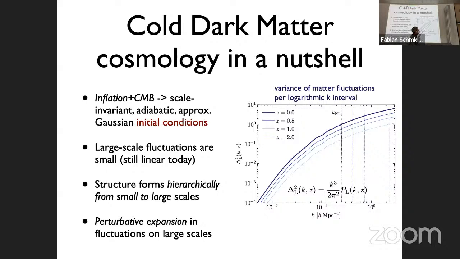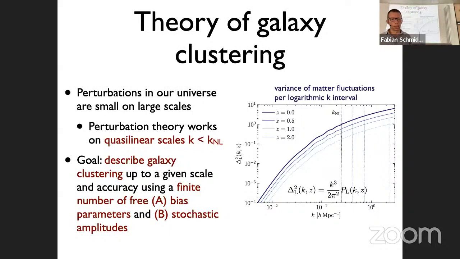But basically, this is really the starting point for our theory of galaxy clustering, because the idea is that we coarse grain or smooth the map on some scale, lambda, which I'll introduce in a second. And then we only look at wave modes with a wave number smaller than that, scales larger than that, and then everything should be under control in perturbation theory.